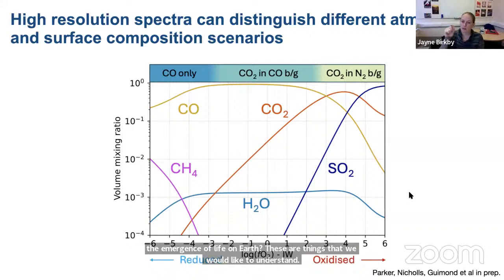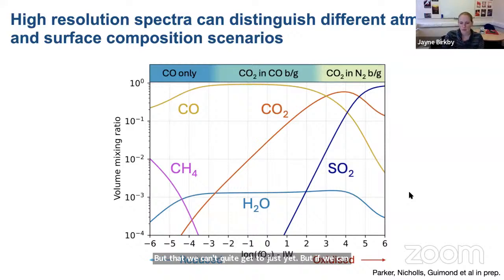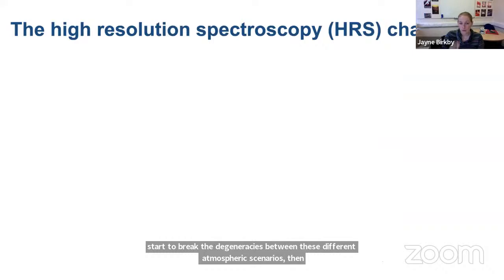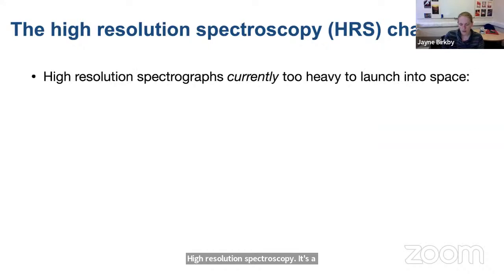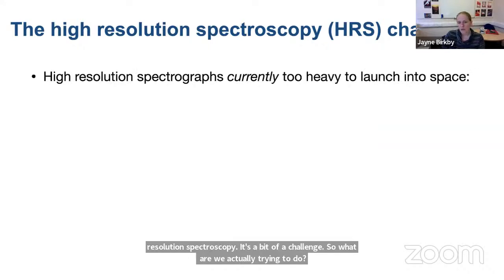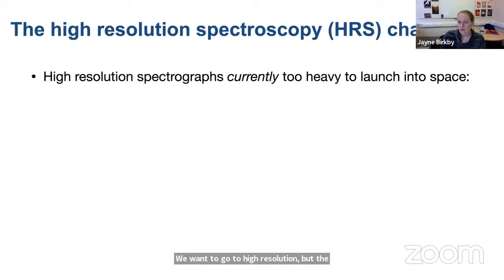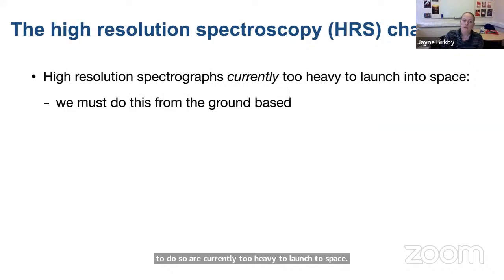But if we can start to break the degeneracies between these different atmospheric scenarios, then that's where we want to go. Okay, so high resolution spectroscopy. It's a bit of a challenge. So what are we actually trying to do? We want to go to high resolution, but the spectrographs to do so are currently too heavy to launch into space. I say currently, we should think about trying to do this. So for now, we must do it from the ground.